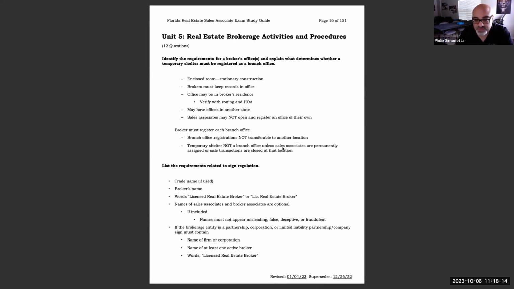So temporary shelter is not unless they close the deals there, right? We just talked about that. Yep. Let's look at the next. So now we need to list the requirements related to sign regulations.